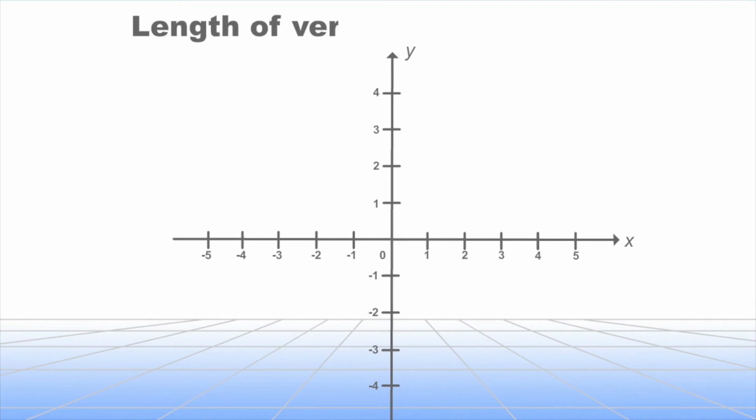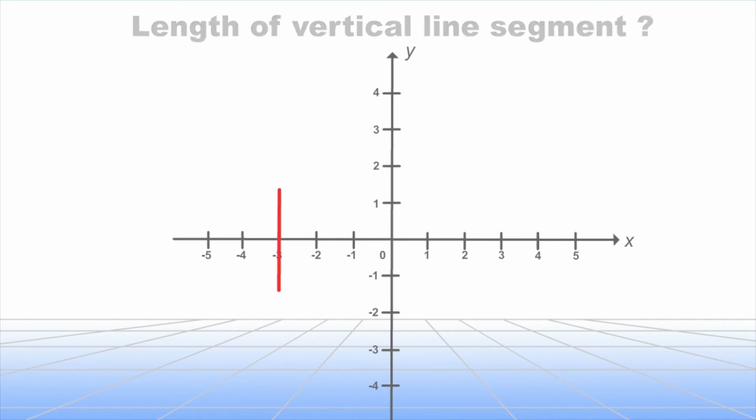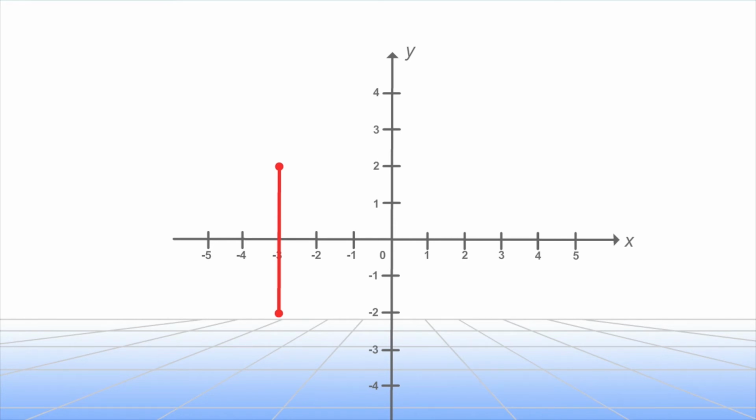Now, let us find the length of a vertical line segment. For this particular vertical line, we can calculate its length by counting the number of units. There are 1, 2, 3, and 4 units. Thus, the length should be 4 units.